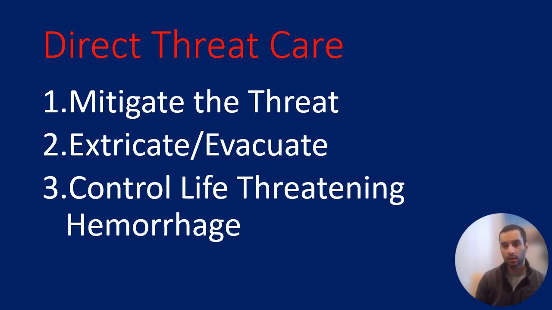So in the direct threat phase, the main priorities are 1, mitigate the threat, aka stop the wounding, stop the killing from whatever it is, be it a shooter or a hazardous material or whatever that threat is, a burning building, etc. 2, extricate and evacuate. And 3, control life-threatening hemorrhage. That's it. That's it.